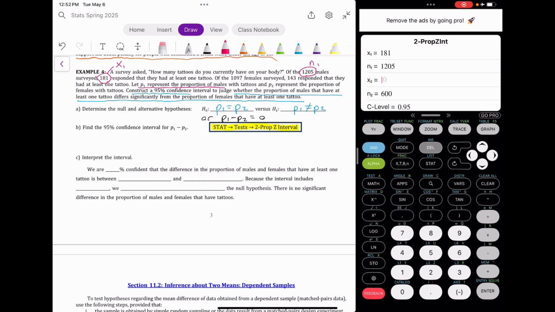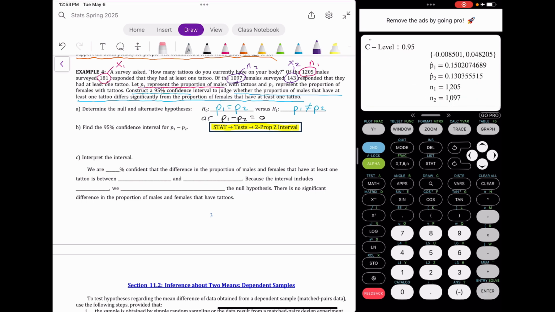All right, and then P2 is going to represent the female population. So 1,097 females were sampled, and 143 is the X2 value that said they had at least one tattoo. All right. We're not going to mess with the C-level because it is 95% confidence. And that's our confidence interval right there. So lower bound, negative 0.009, and the upper bound, 0.048.